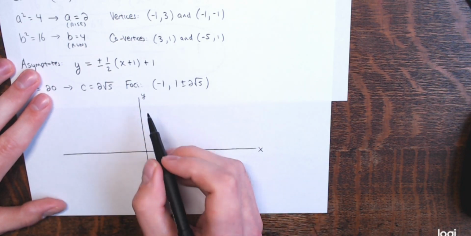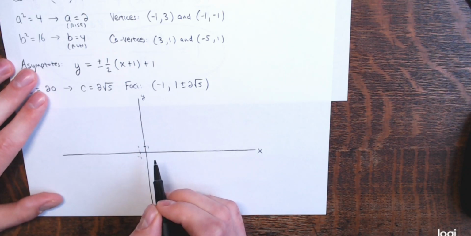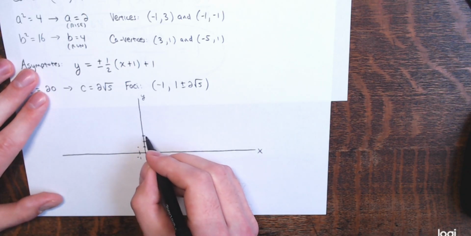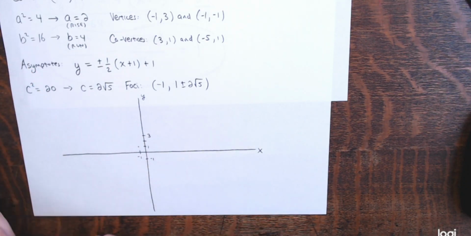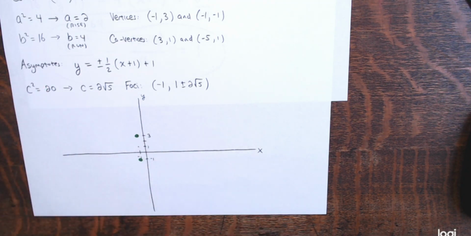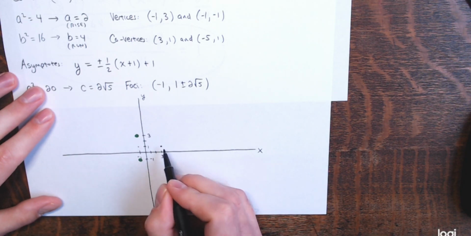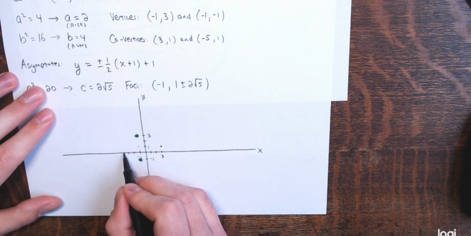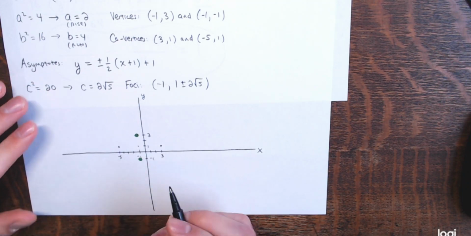So center at negative 1, 1. Vertices at negative 1, 3, and negative 1, negative 1. Those 2 units above and below the center. And then 4 units to the right and left of center. 3, 1 and negative 5, 1 are the co-vertices, and I got those now.